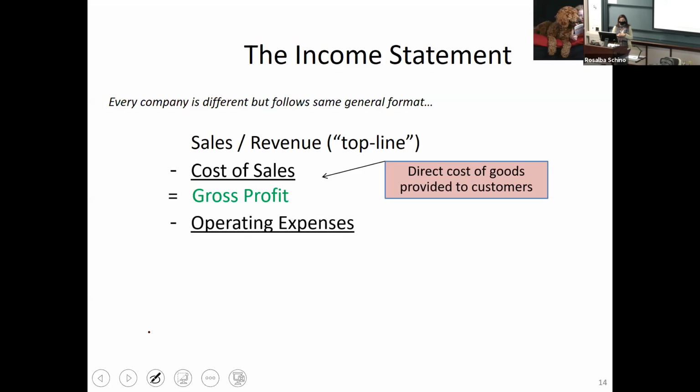Minus operating expenses, it gives me the operating income, or earnings before interest and taxes. So this second measure helps me to figure out, okay, I have a gross profit that is positive, but if I have an operating income that is negative, I might be spending too much in operating expenses.